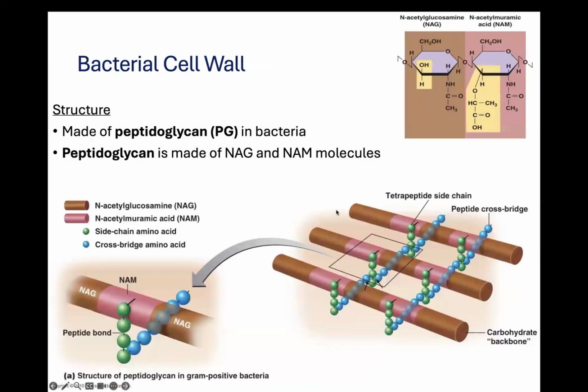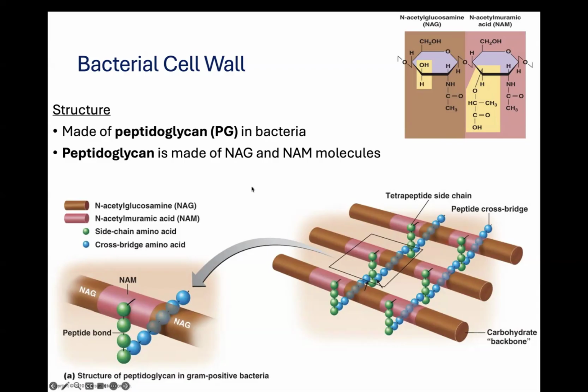So the bacterial cell wall is made primarily of something called peptidoglycan. Peptidoglycan is made up of something called NAG and NAM molecules. NAG stands for N-acetylglucosamine, and NAM stands for N-acetylmuramic acid. So again, the cell wall is made up of peptidoglycan. Peptidoglycan is made up of NAG and NAM molecules, and these are cross-linked together and form this rigid structure that helps the cell have its shape and also helps cells withstand pressure.